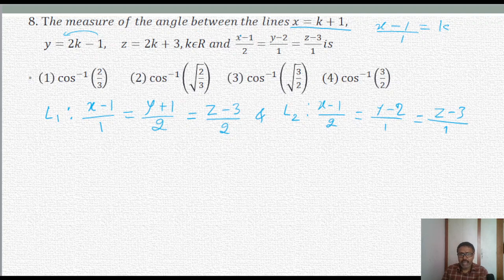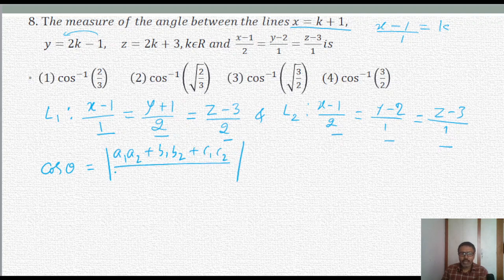And they are asking the angle between the lines, again with A1, B1, C1 and A2, B2, C2. We know the direction ratios of these two lines. Now directly we can go with the cos theta formula. The formula is (A1 A2 plus B1 B2 plus C1 C2), the whole divided by the square root of (A1 square plus B1 square plus C1 square) into the root of (A2 square plus B2 square plus C2 square).